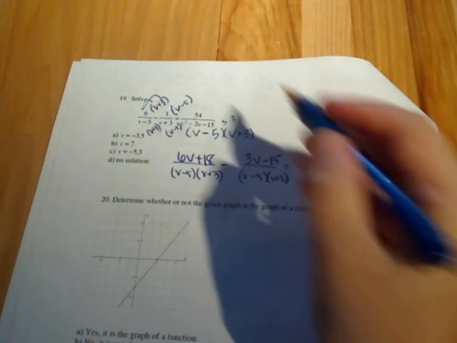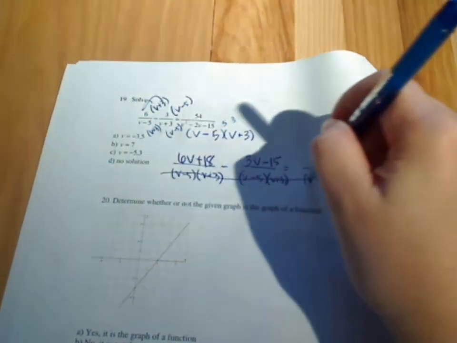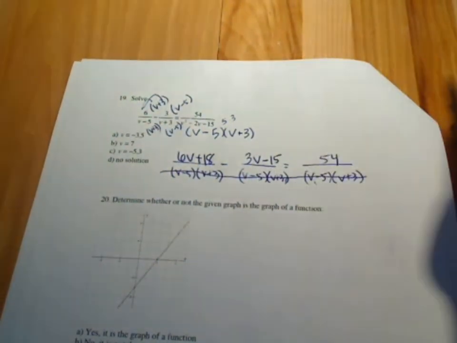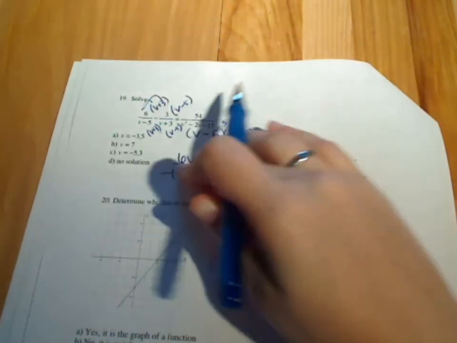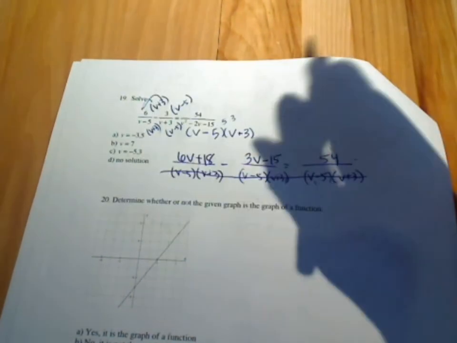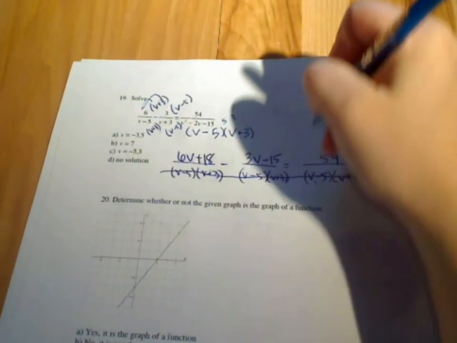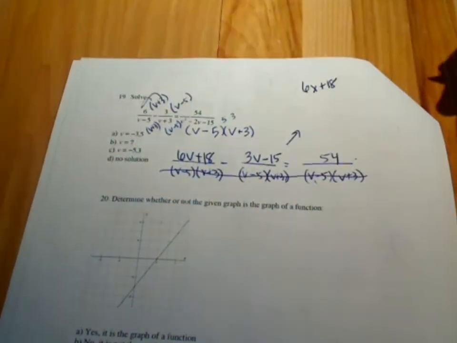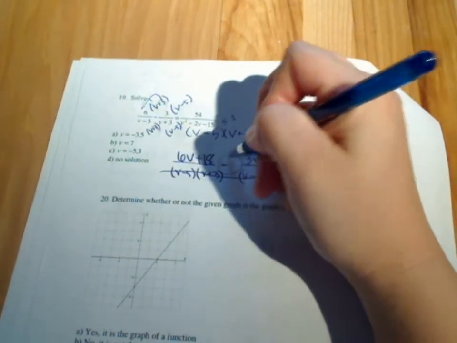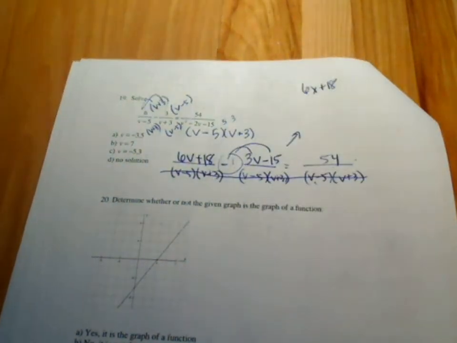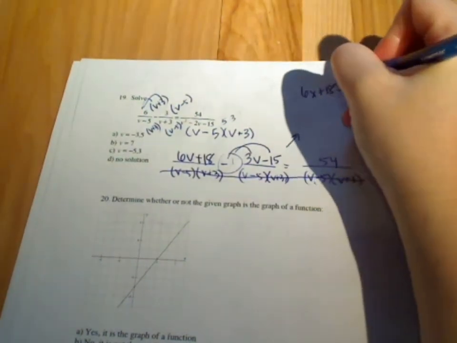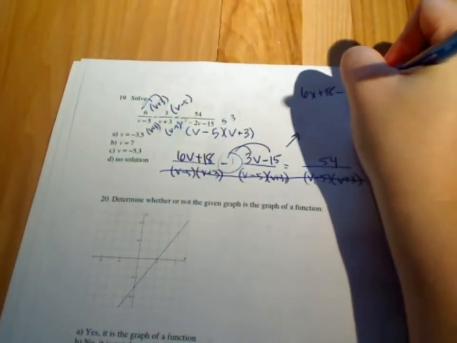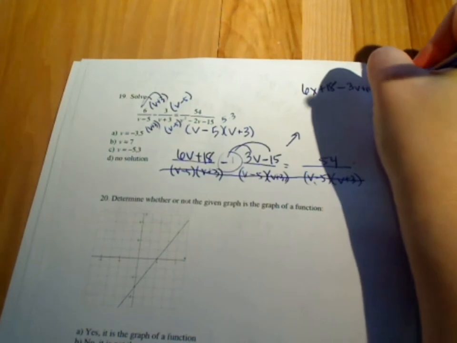Since the bottoms are the same, I actually cancel all of them out, and I only work with the top. So I want all the bottoms to be the same so I can just deal with the tops now. So I have 6v plus 18. Now you have a negative sign, which means it goes to the entire fraction, or the top of the fraction. So negative 3v plus 15 equals 54.